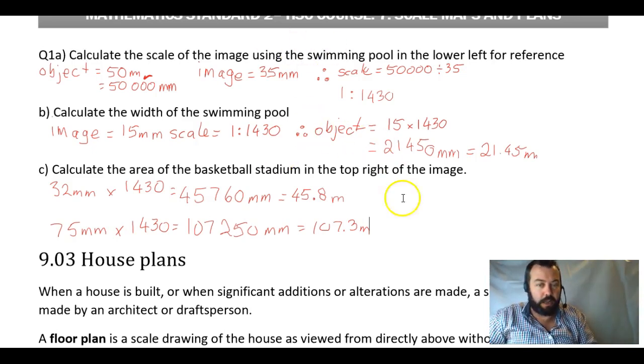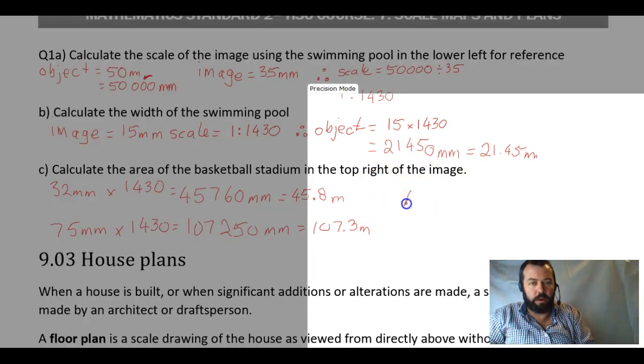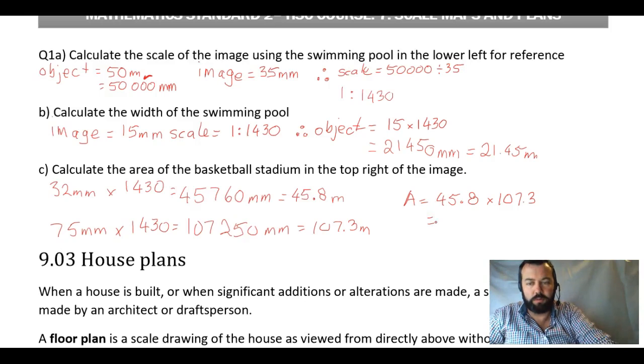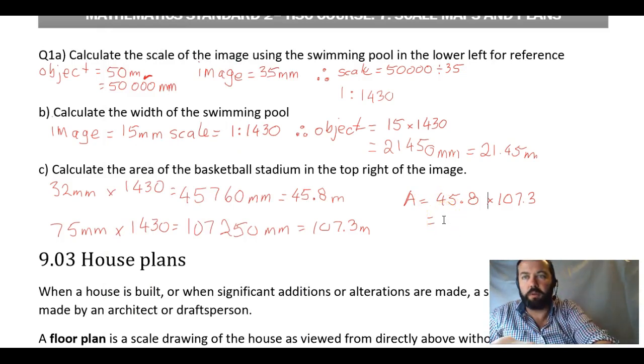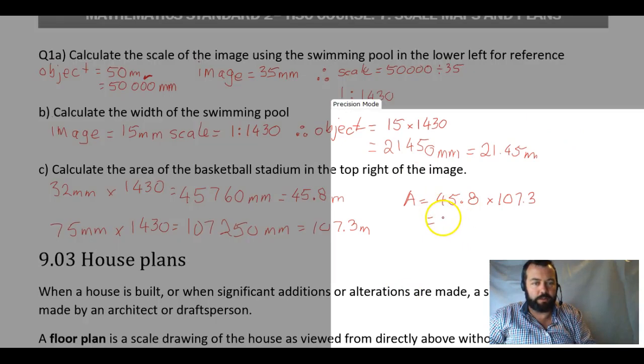Now, of course, the area of a rectangle, and that's what it appears to be, equals 45.8 times 107.3, and that's approximately equal to 4,900 square meters. I'm going to say two significant figures there.